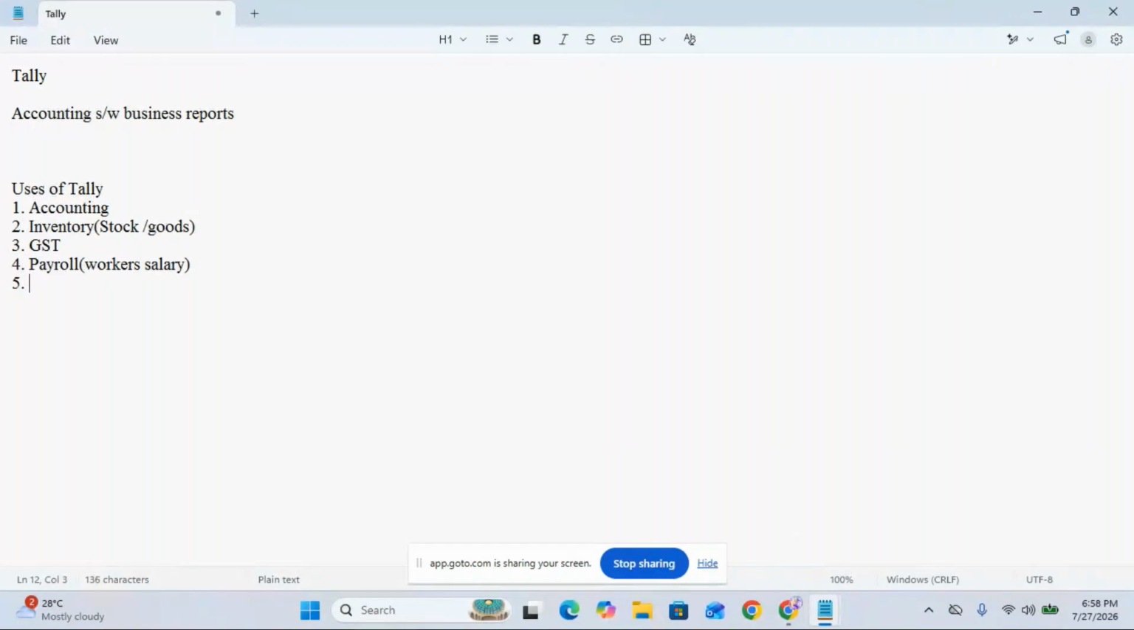And the next one is financial reports. What are the financial reports we can create? You people are from an accounts background, you have to answer. Balance sheet, trading account, profit and loss account, exactly. Then trial balance, and then cash flow, funds flow. Yes, very good. So these are the financial reports we can create.